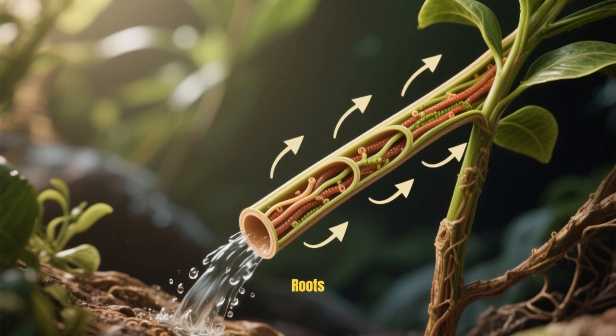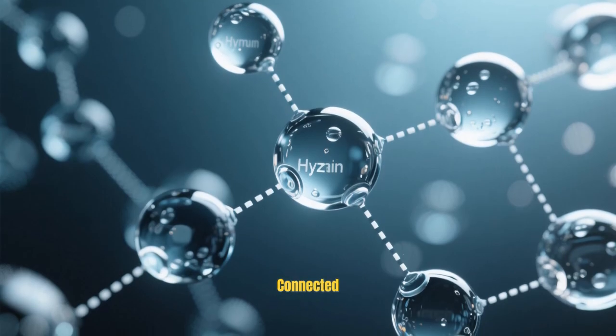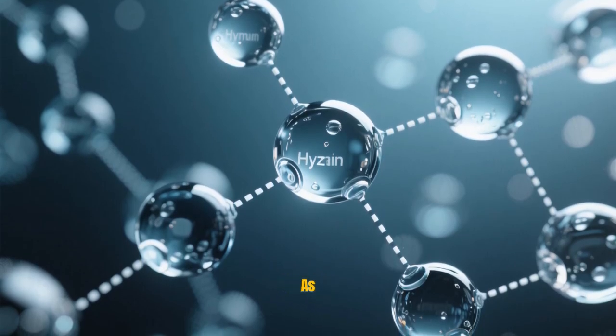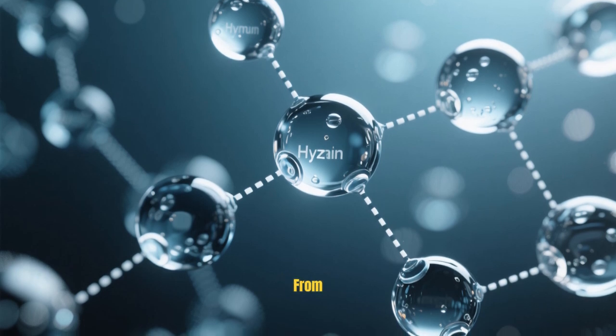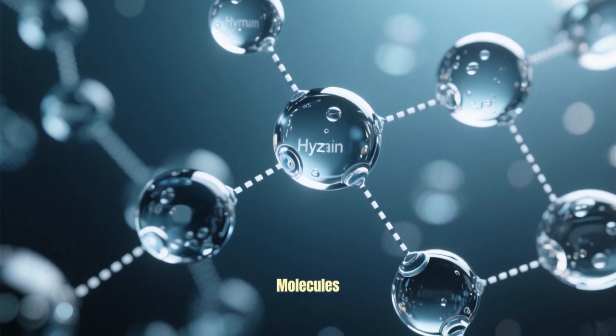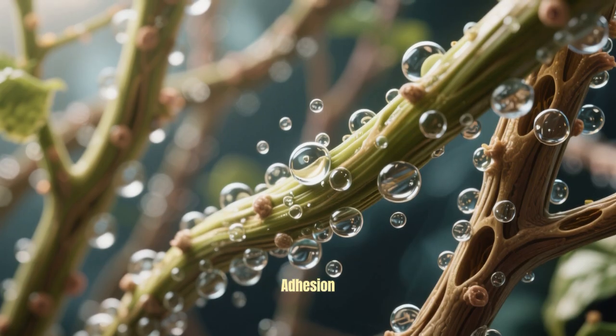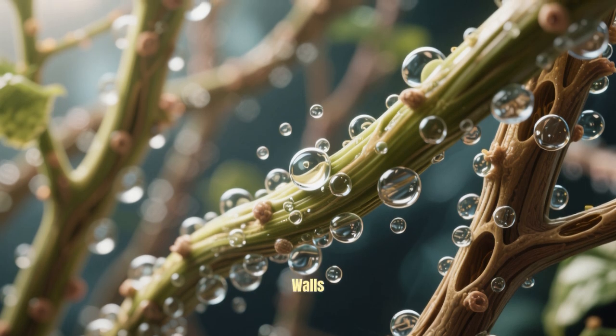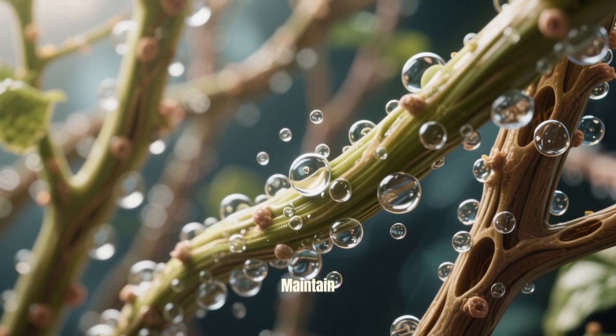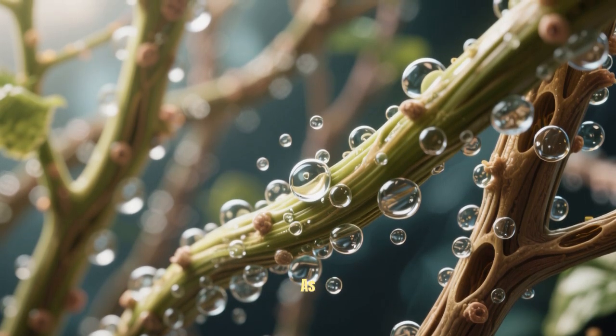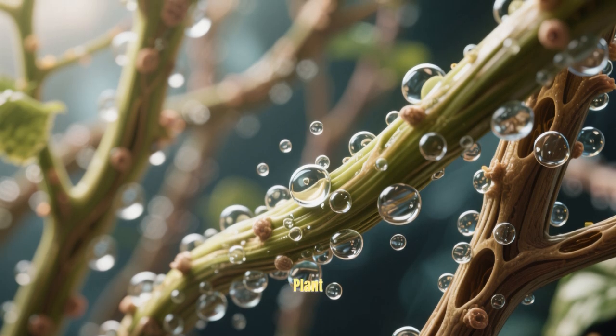Water molecules remain connected to one another through a property known as cohesion, which arises from hydrogen bonding between water molecules. At the same time, adhesion between water molecules and the walls of xylem vessels helps maintain the continuous column of water as it moves upward through the plant.